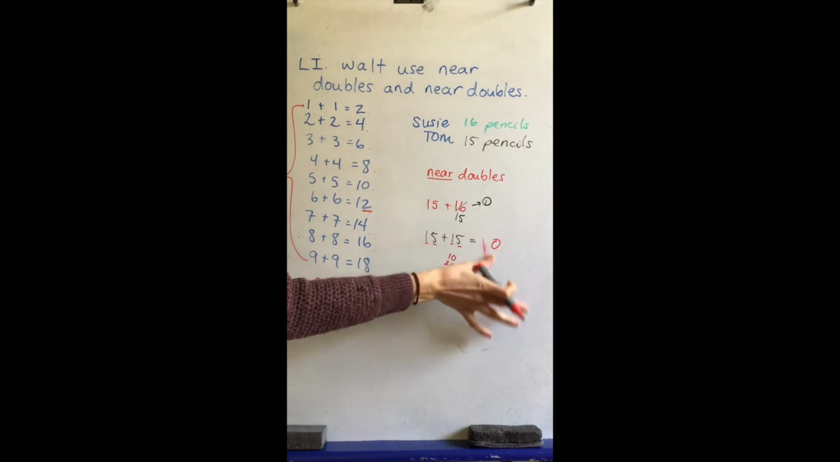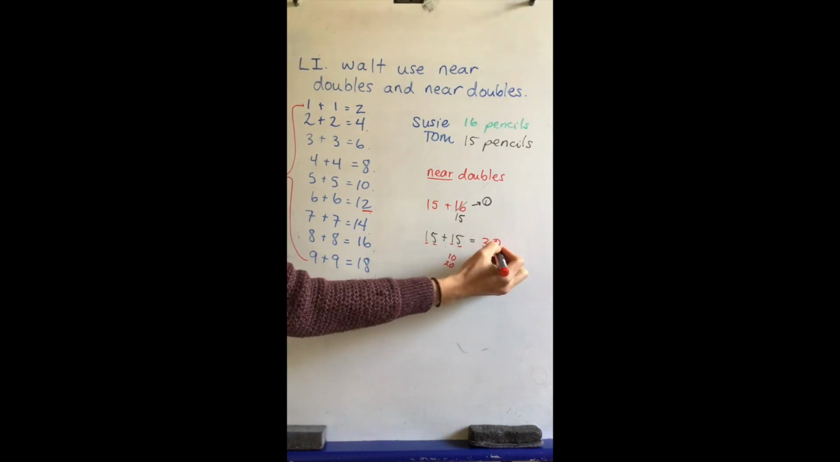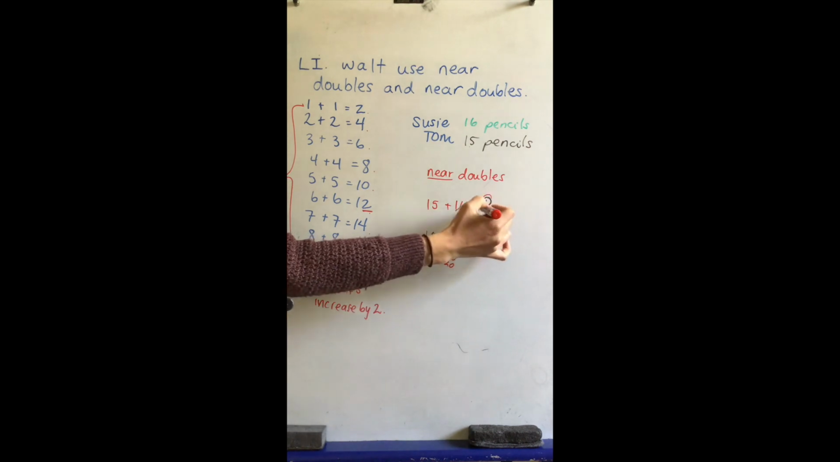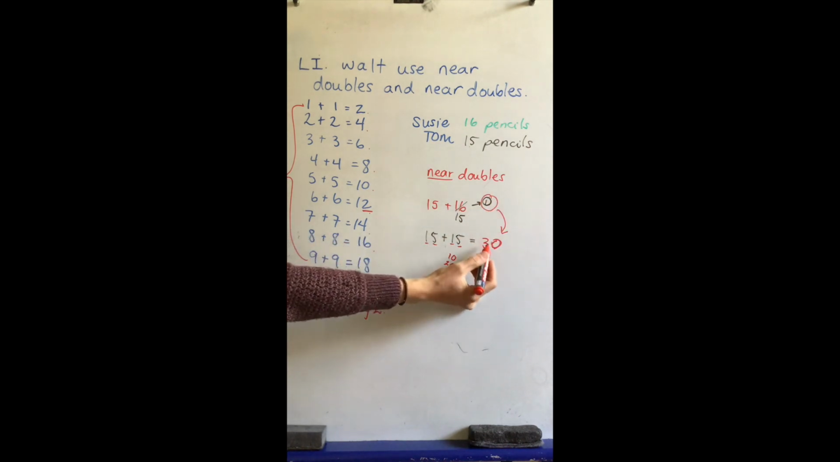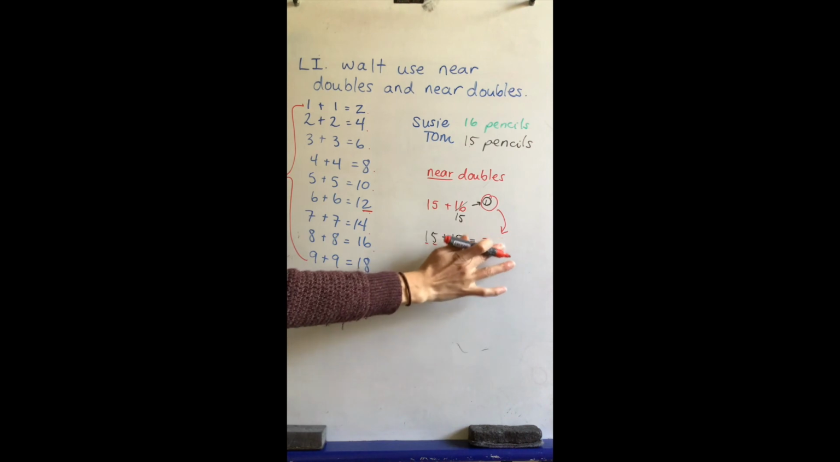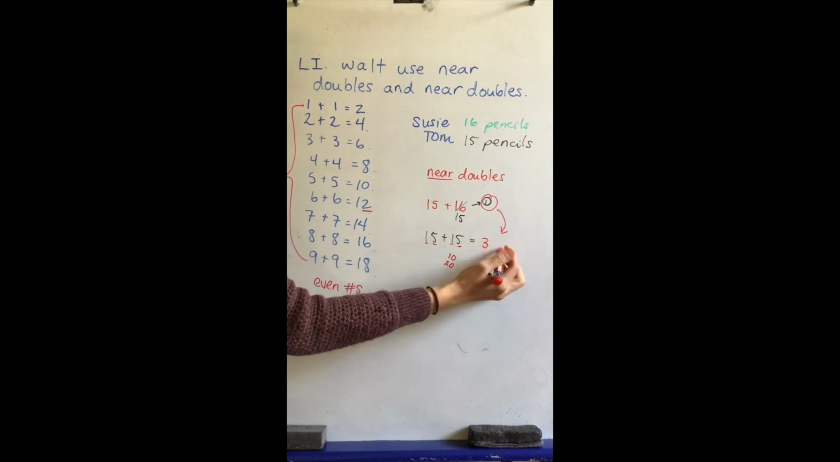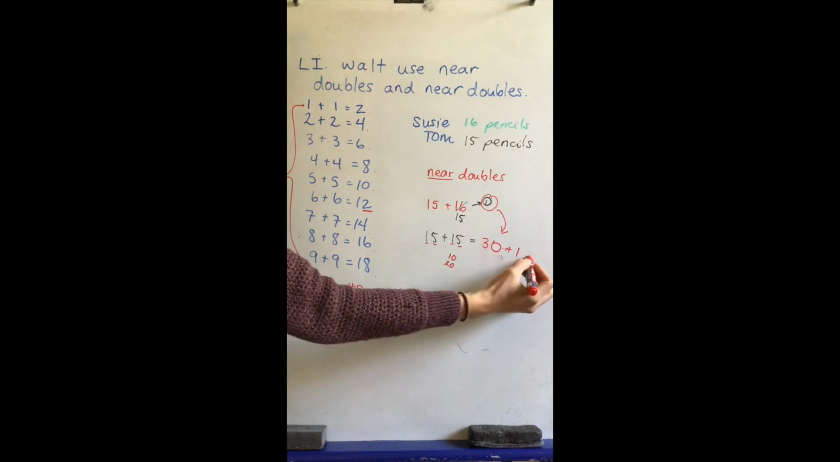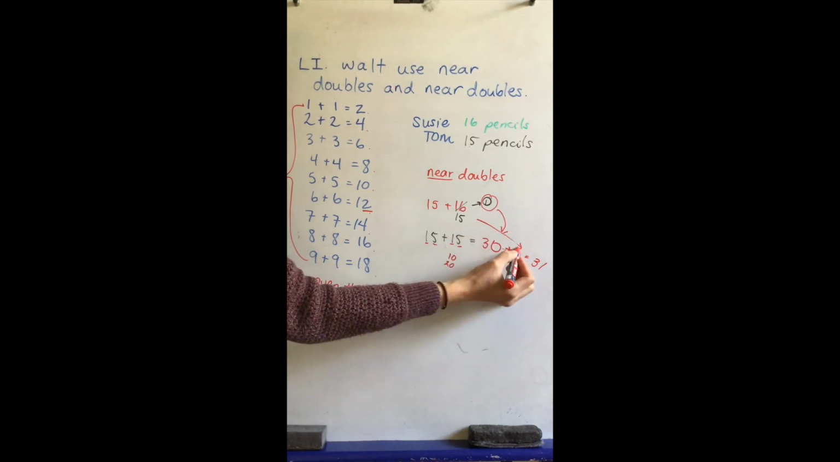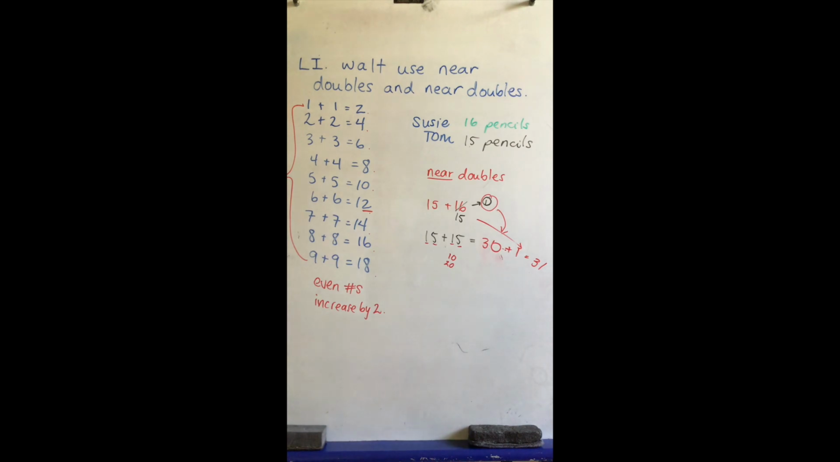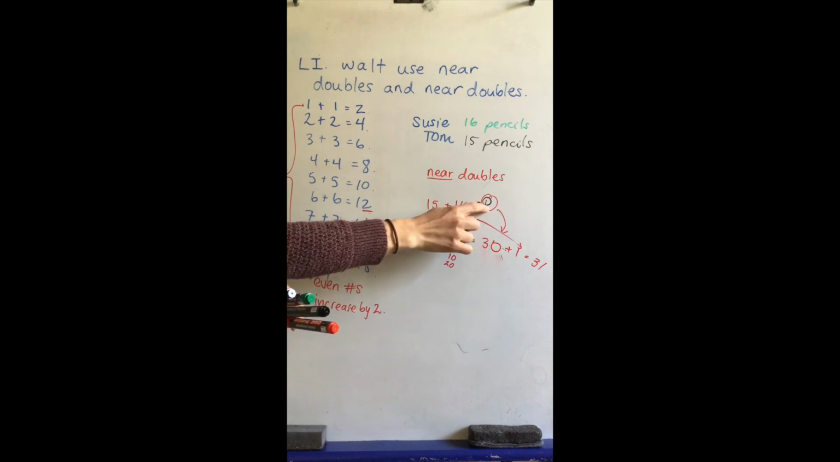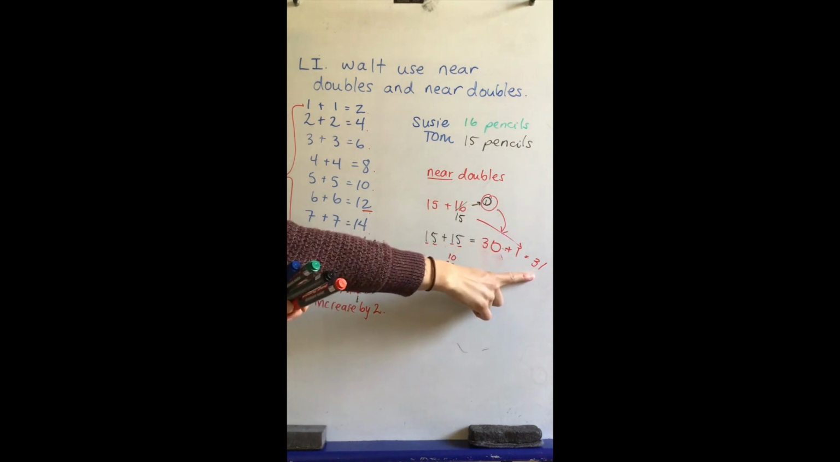Ooh, not 20, 30. Okay, but I have to remember my little 1 that I put to the side here, so I pop that back on to my 30, and I'm going to end up with 30, add my extra 1 is going to be equal to 31. So 15 add 16 is 31. Because my near doubles is almost 15 add 15, but just with an extra 1 on my 16. So I turn it into 15 add 15, and I remember to add my 1 on later, and I just pop it onto my answer at the end.